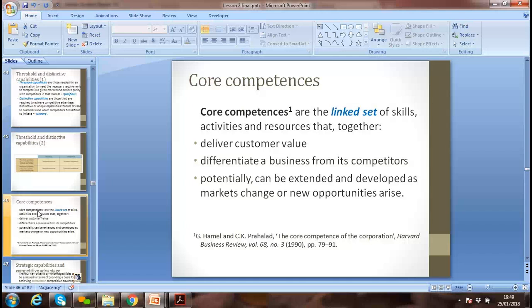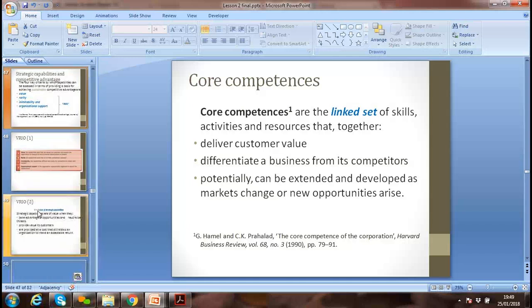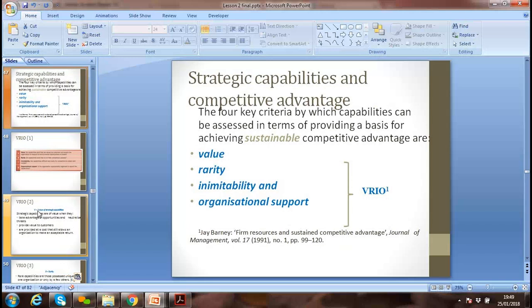Create a business from the competitor. It can be extended and developed as the market changes or a new opportunity arises. We need to be competent in those areas. Value, rarity, imitability, and organizational support.